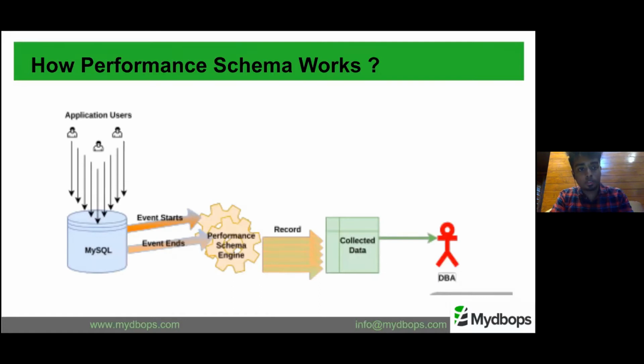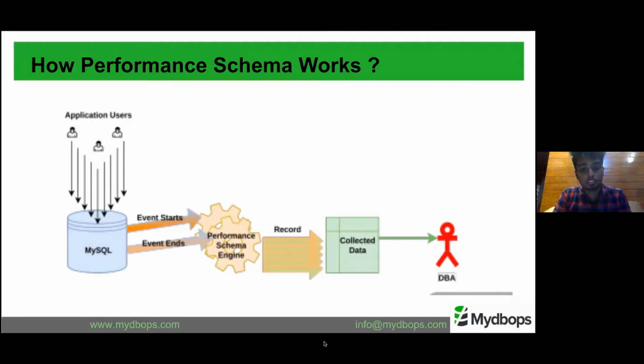We all know the application users connect to the MySQL server to get data or insert data. This can depend on the speed of the customers. When customers start inserting data, the events are described in the performance schema, and through the records a specific amount of data is collected. Through this data, the DBA can fetch the required information.